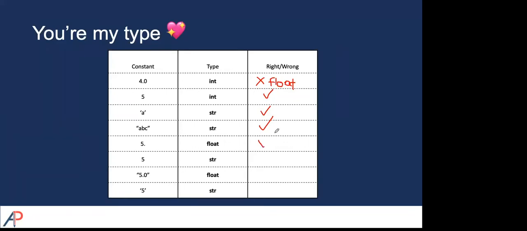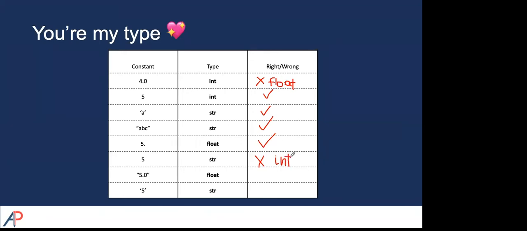So this is good. How about 5? Just 5 by itself. Is that a string? Very good. This is incorrect. There's a lack of quotation marks. So that means it's not a string, but instead an int. I-N-T. All right, the next one, 5.0 in quotation marks.